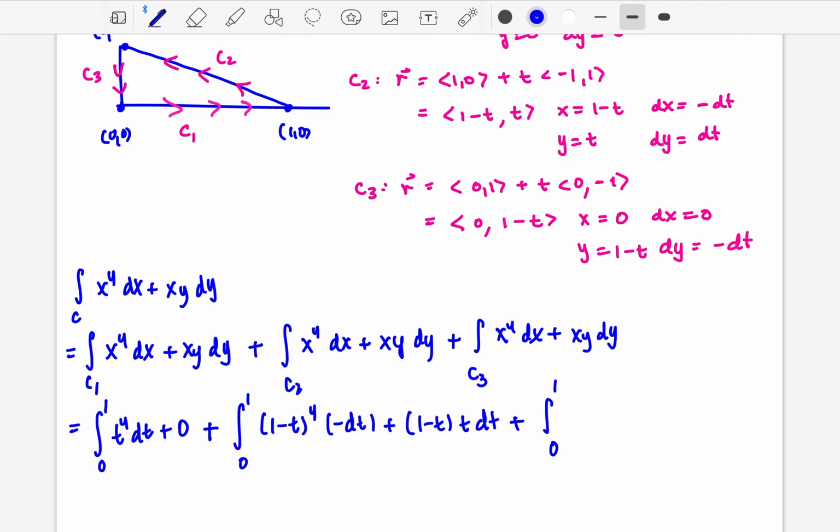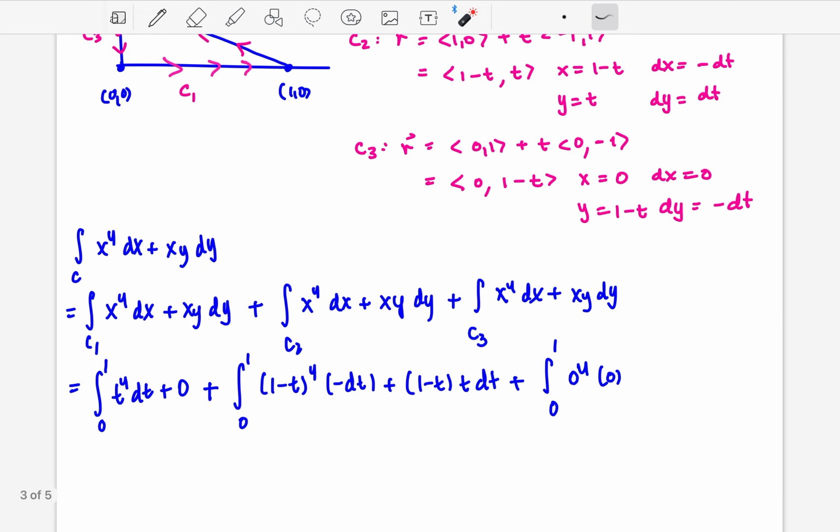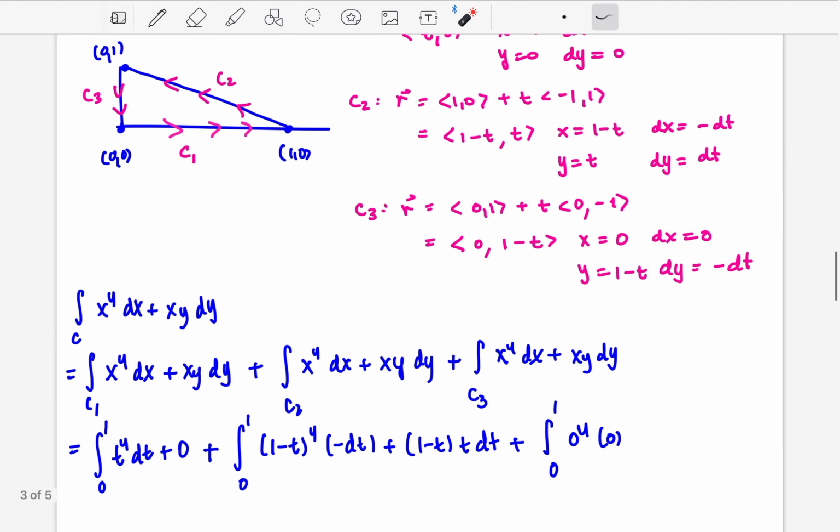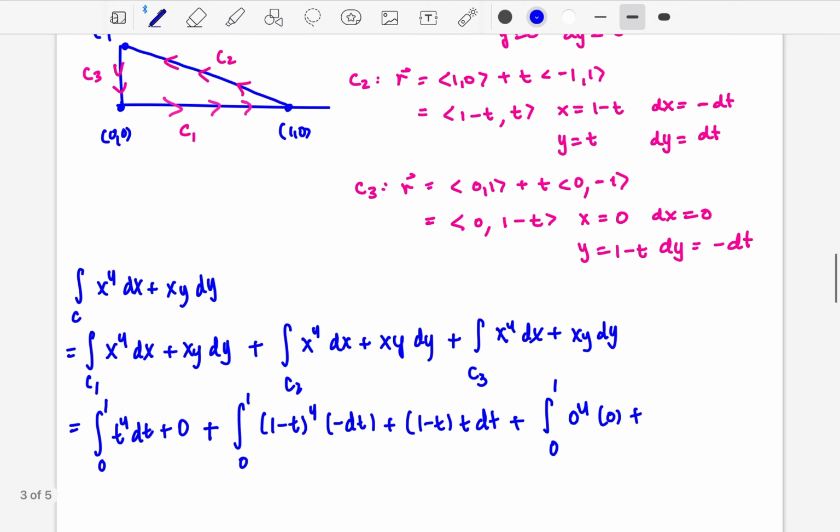Third one, 0 to 1. X to the fourth is equal to 0 to the fourth. Dx is equal to 0. And then I do x times y, which is 0 times 0. So this one, there's no contribution for this last one, okay? So this is plus 0, okay?